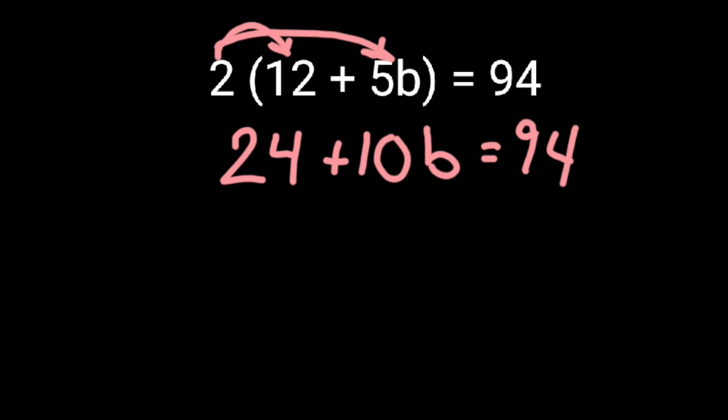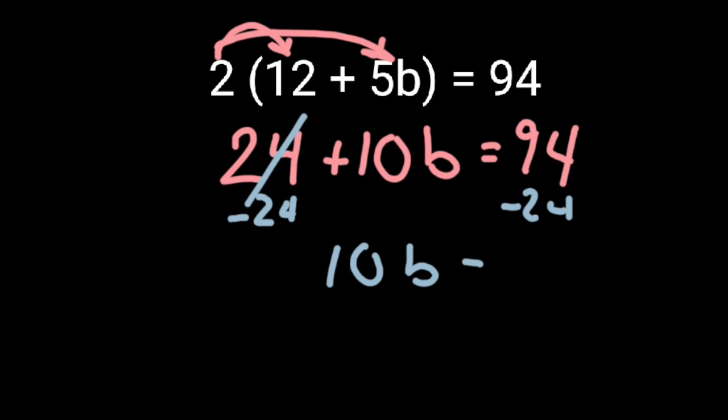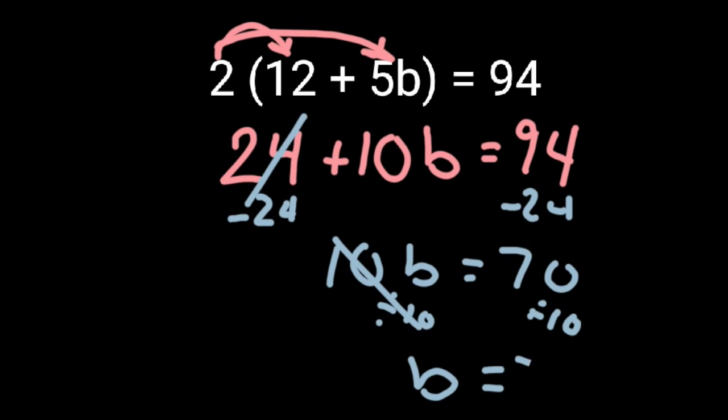Now we have a two-step equation. We take away 24 from both sides. That leaves 10b equals 70. We have a one-step equation and it's multiplication, so we divide both sides by 10, and we see that b ends up having to be 7. And it's pretty easy to check our work. We put 7 back into the problem for b, and 5 times 7 is 35. 35 plus 12 is 47, and 47 times 2 is 94.